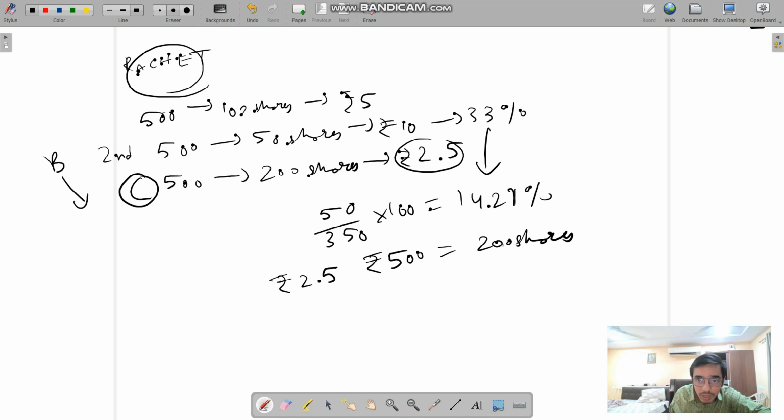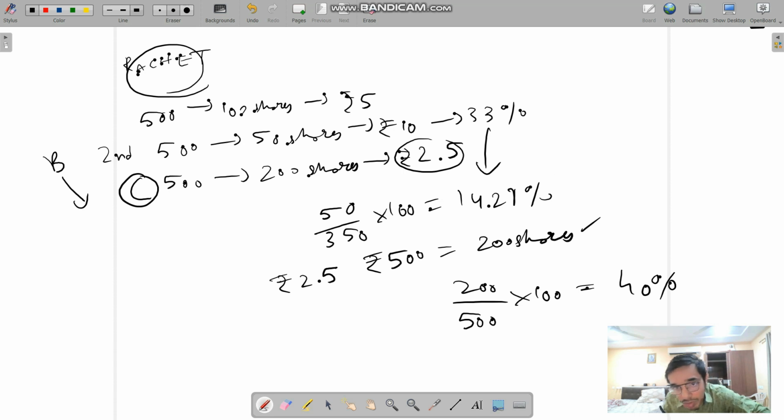Now let's calculate their stake again. Now as they have got 200 shares, the total number of shares is 200 plus 200 plus 100, 500. So 500 is the total number of shares. 200 divided by 500 into 100, which comes to 40%. So in case the Ratchet provision was not there, their stake reduced from 33 to 14.29%, but as Ratchet provision is present, their stake has in fact increased from 33% to 40%.